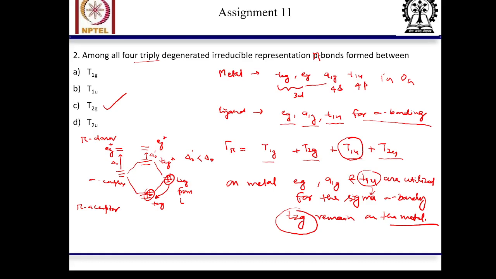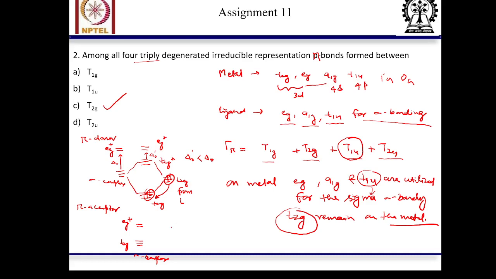Now what happens if we take the case of a pi acceptor? So we have here the T2g and this is Eg star for the sigma complex. Now this is the pi acceptor, so it will have either a pi star antibonding orbital or a sigma star antibonding orbital.